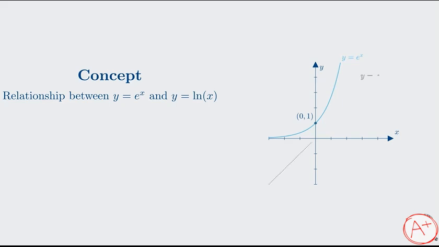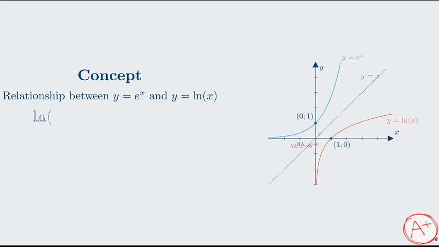If we reflect the exponential curve across this diagonal line, we get the graph of the natural log of x, shown here in red. Notice how the point (0, 1) on the exponential graph becomes the point (1, 0) on the logarithmic graph. This reflection property is the hallmark of inverse functions.